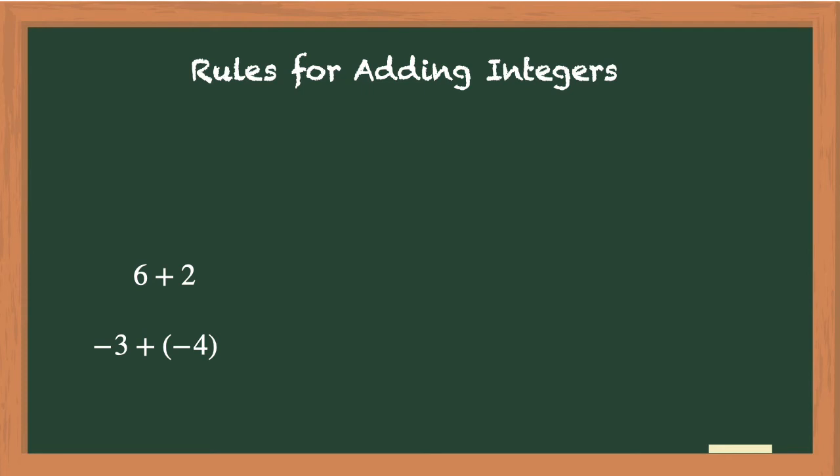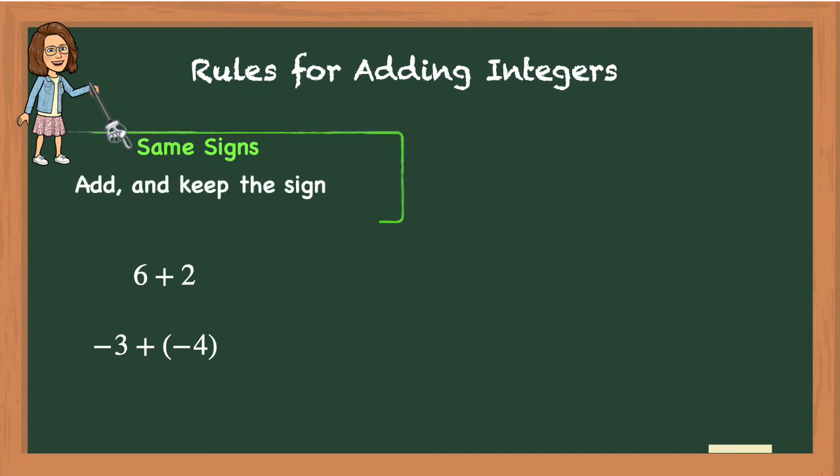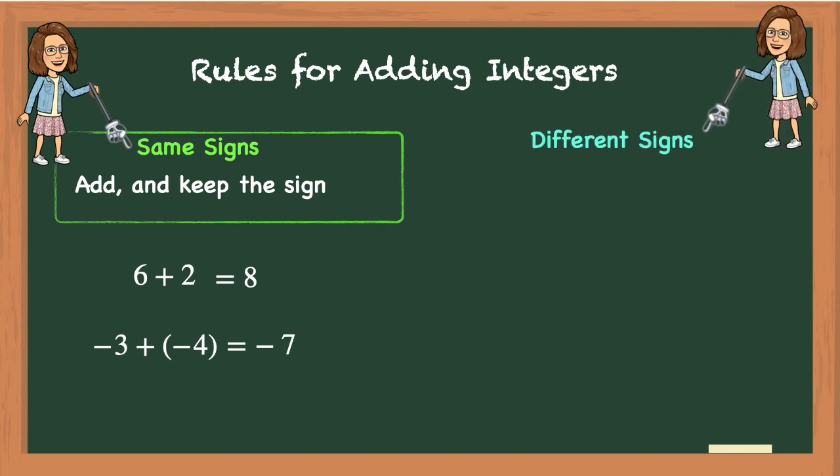The rule is that if you have integers with the same signs, then all you need to do is add them together and keep the sign. So again, positive 6 plus positive 2 equals positive 8. And negative 3 plus negative 4 equals negative 7. Then we looked at expressions where the integers had different signs. We looked at negative 1 plus 7 and 5 plus negative 7. The rule here is a little different.